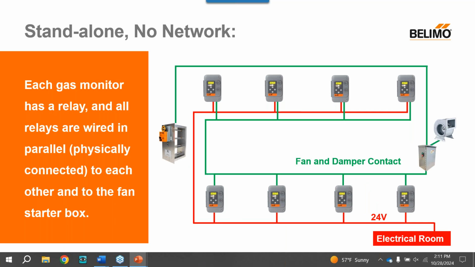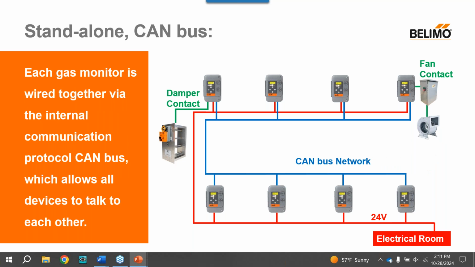The first topology is standalone, no network. So this system is not tied into a BMS, nor does it use CAN bus. Here, every single gas monitor has a relay, which are wired in parallel to each other and to the fan, so that if any gas is detected, the fan will turn on. This topology works, however, it does not take advantage of the internal communication through CAN bus, so you won't be alerted if there is a fault in the network, and the price may be greater because all monitors here are required to have relays.